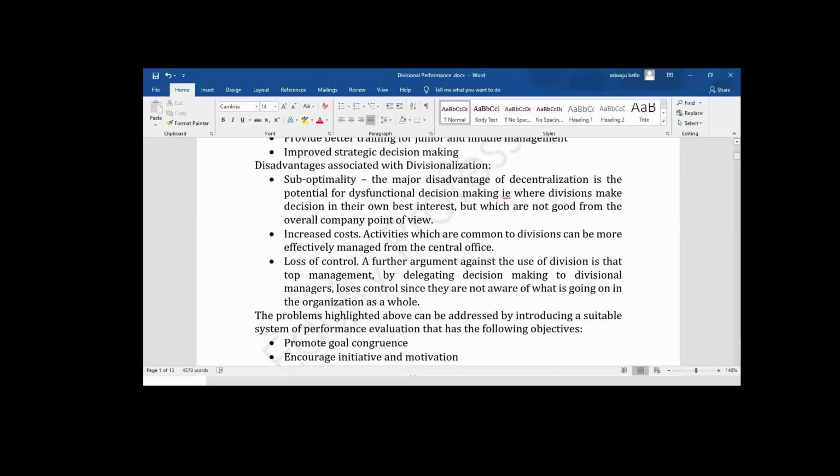All right. We have also discussed disadvantages of divisional structure. Now the question is, how do we address this problem? It is very obvious that some companies will operate along divisional structure, mostly conglomerate companies. Let me ask the class, what is a conglomerate company?